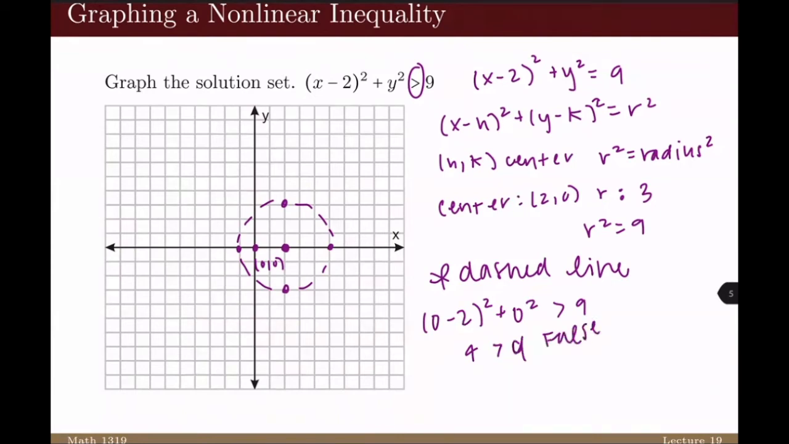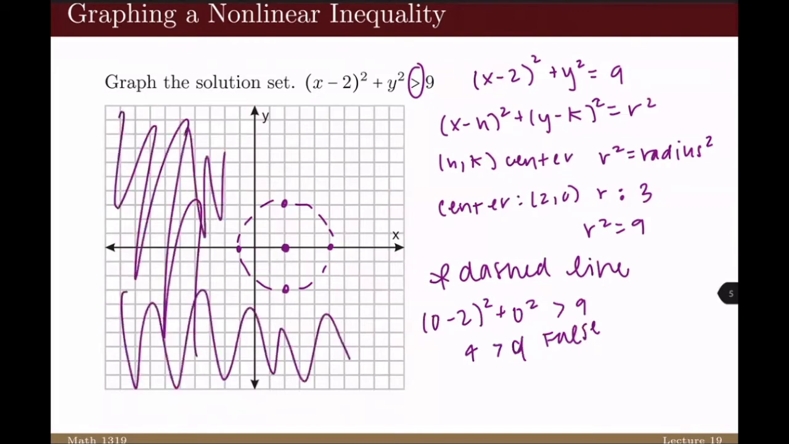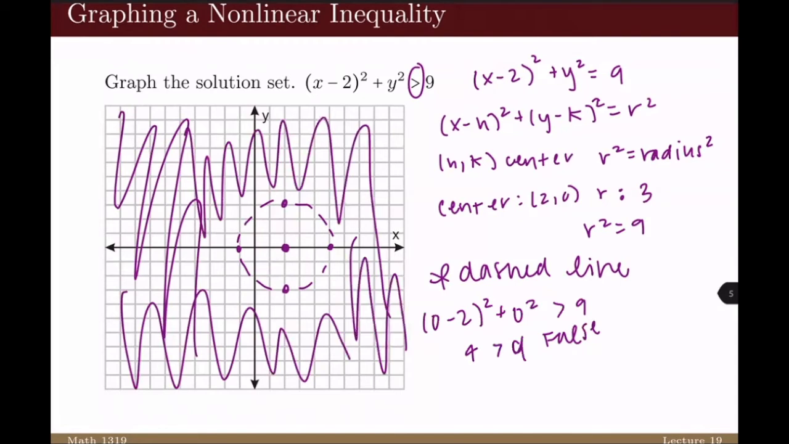So by default, we know that the area I need to shade is going to be outside my circle. So it's the entire plane, except not inside the circle. So all of this area. All right, let's keep moving on.